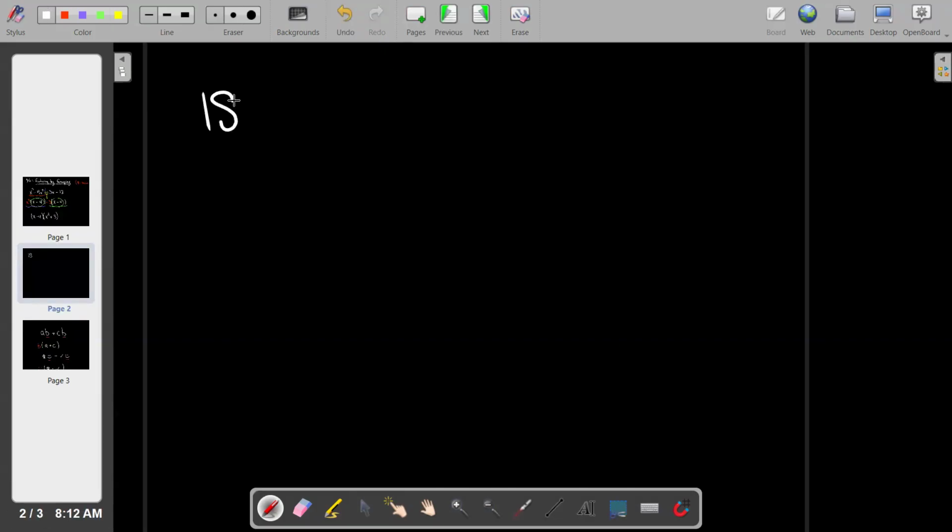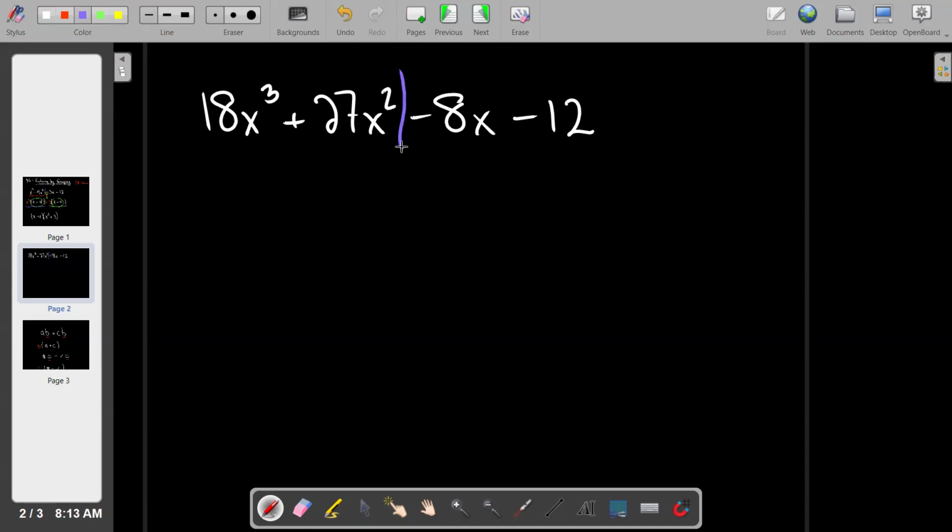18x cubed plus 27x squared minus 8x minus 12. Step one. Next step.